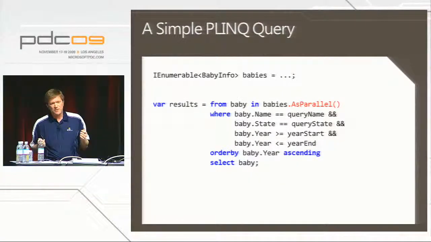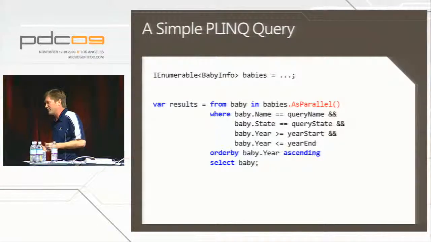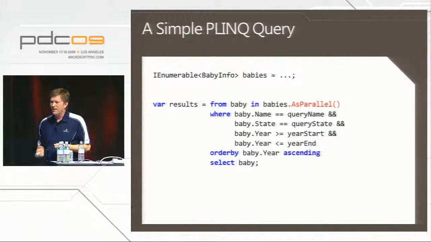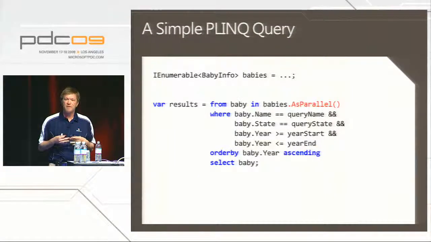Now we want to take this to multi-core. I want this thing to run faster. I've got thousands and thousands of baby names I want to filter through. I can just throw the AsParallel operator in there. All that's going to do is tell the PLINQ runtime, hey, I want to actually parallelize this query. Do the work for me.